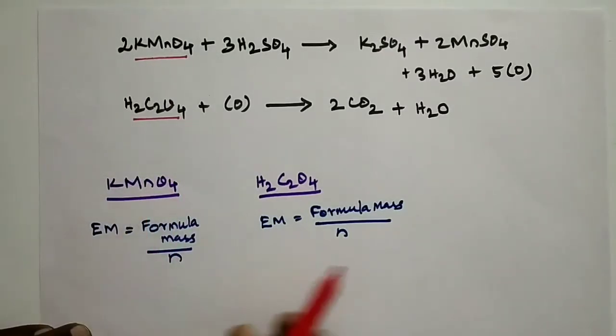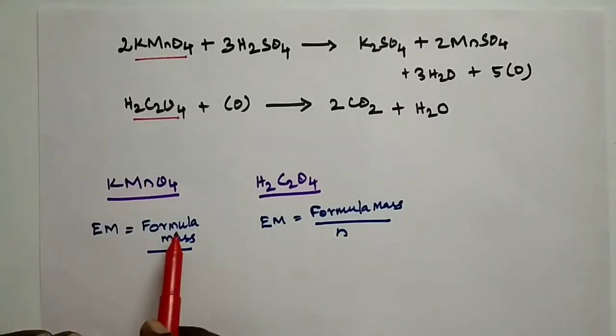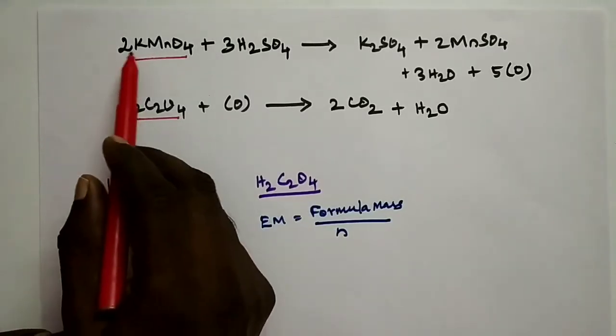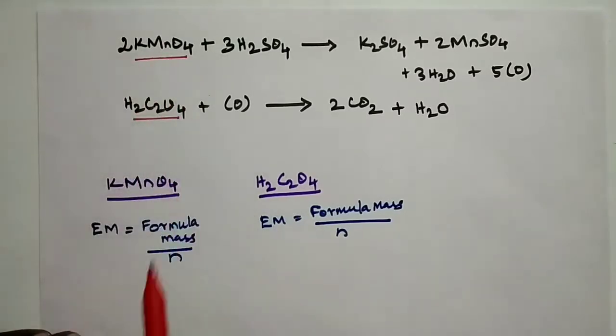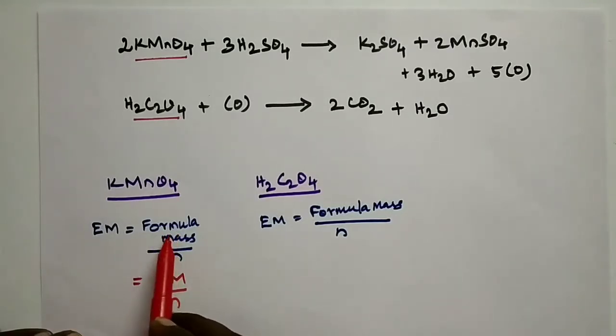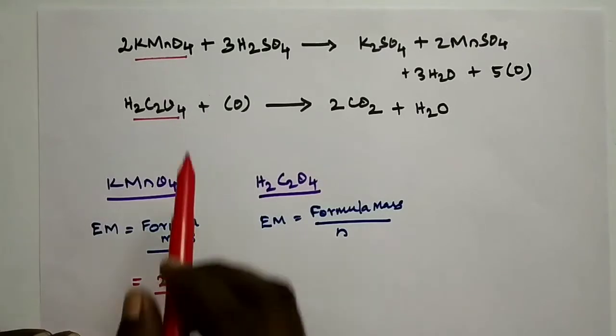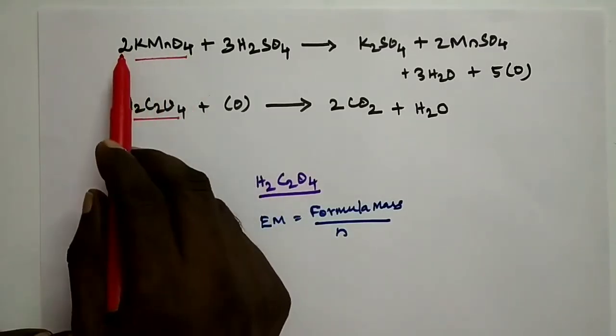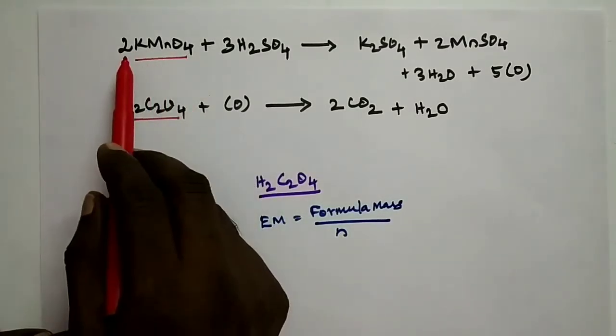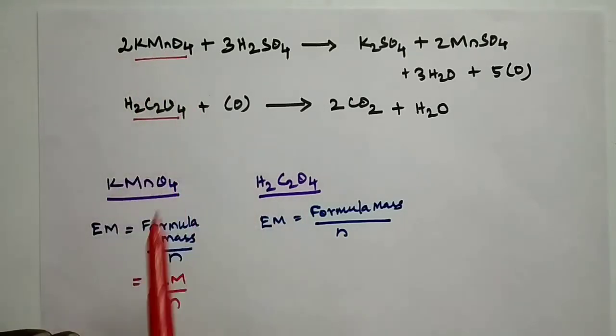Let's come to the KMnO4. The equivalent mass is equal to formula mass divided by N. What is the formula mass? There are 2 KMnO4, so it should be taken as 2M by N. That is what I said, the formula mass according to the stoichiometric equation. According to the stoichiometric equation, there are 2 KMnO4. That is why 2 into the molecular mass of KMnO4, 2 into M, where M represents the molecular mass of KMnO4.